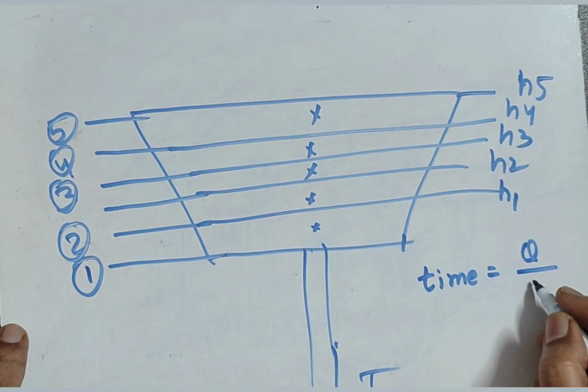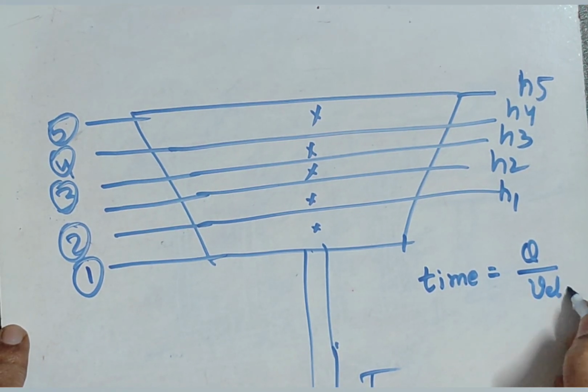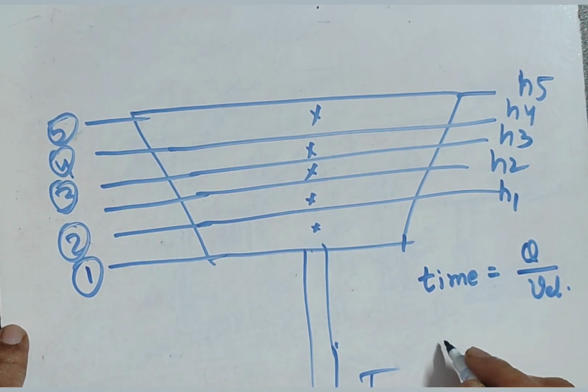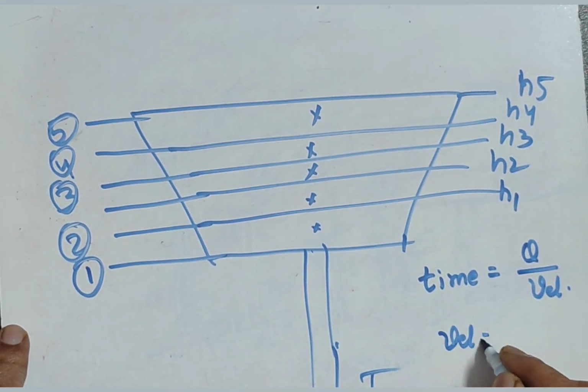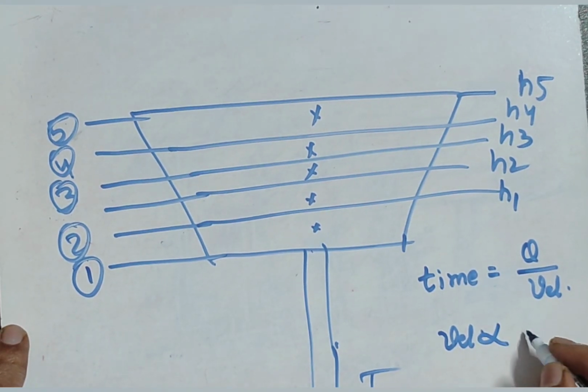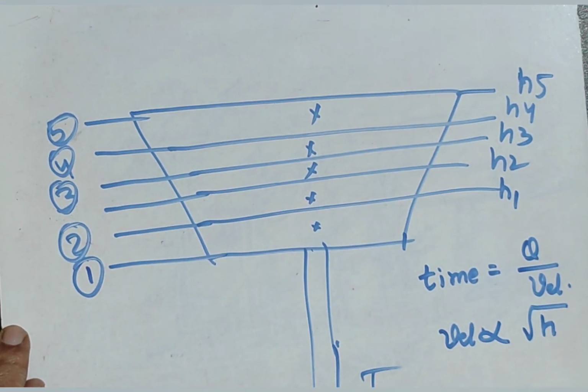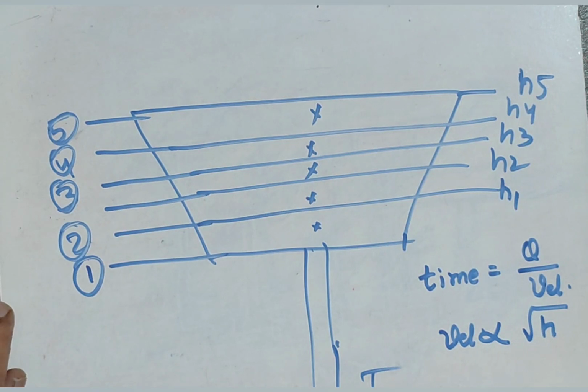Time required for flow is quantity of water divided by velocity of flow. It's a very simple equation. Q by V is the time required for flow, or velocity is equal to Q by time. This velocity is proportional to the square root of the height. Here h1 is 1, h2 is 2, because the pipe length is 0, the tap is attached to the tank itself.